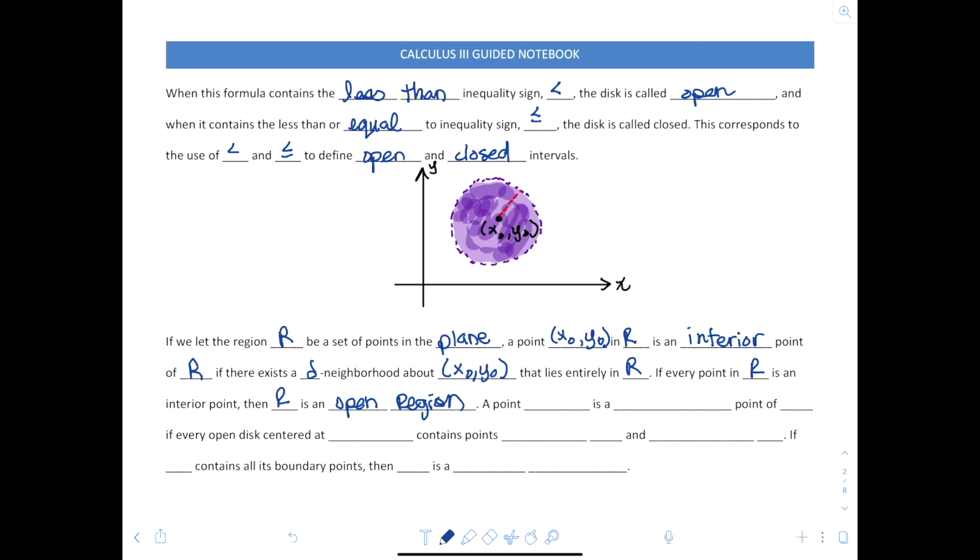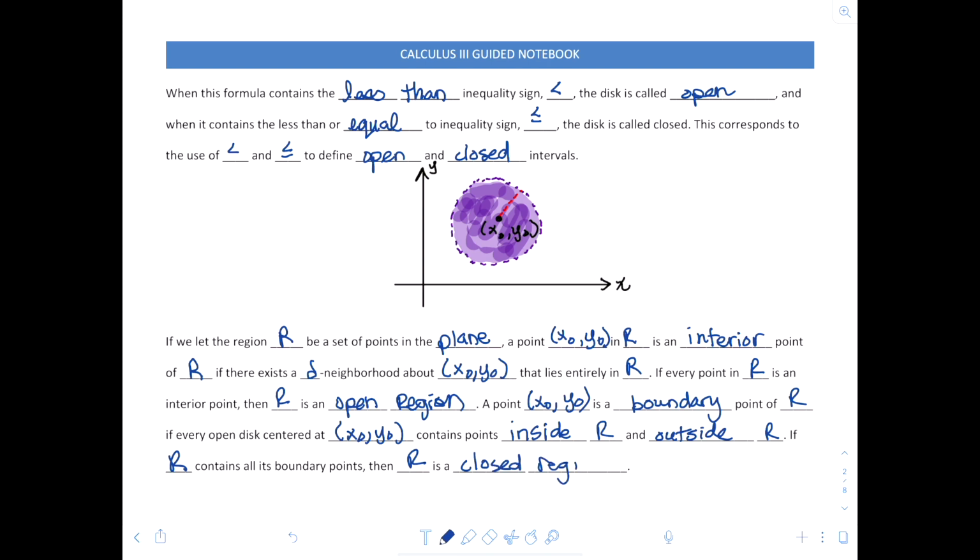Now, a point x0, y0 is a boundary point of R if every open disk centered at x0, y0 contains points that are inside R and outside R. If R contains all its boundary points, then R is a closed region. So let's just make a little picture of that closed region.